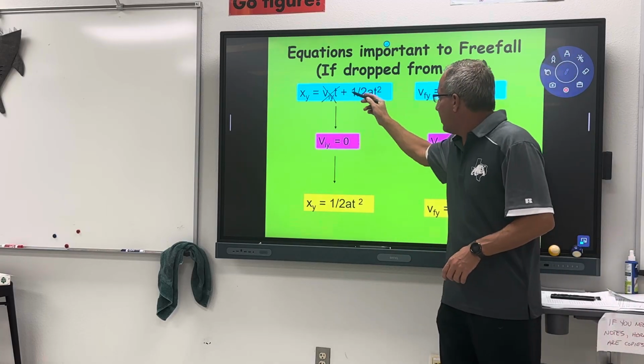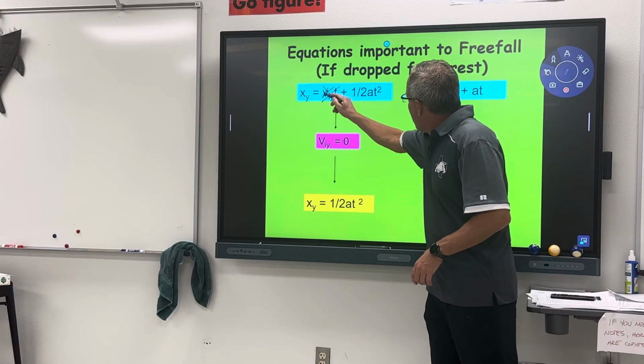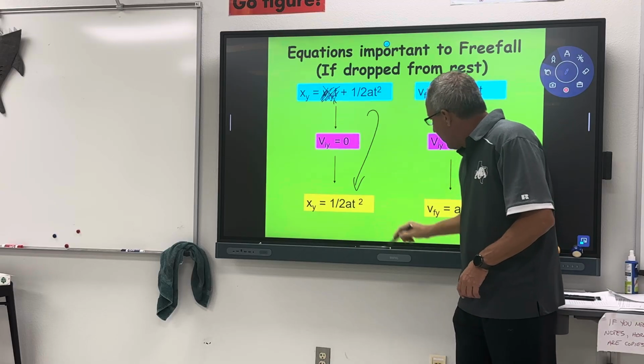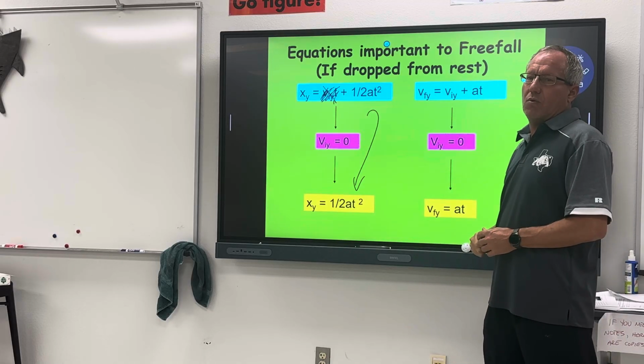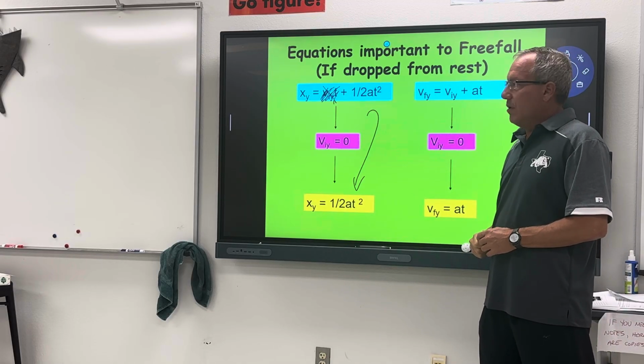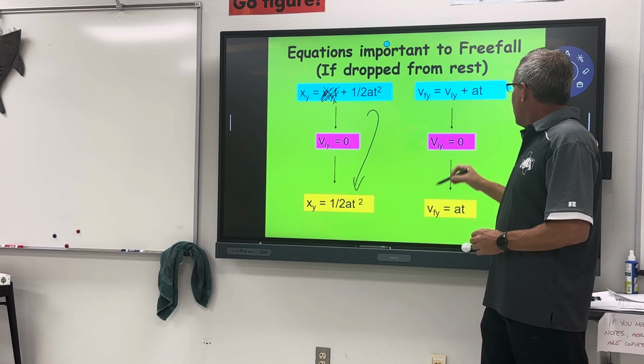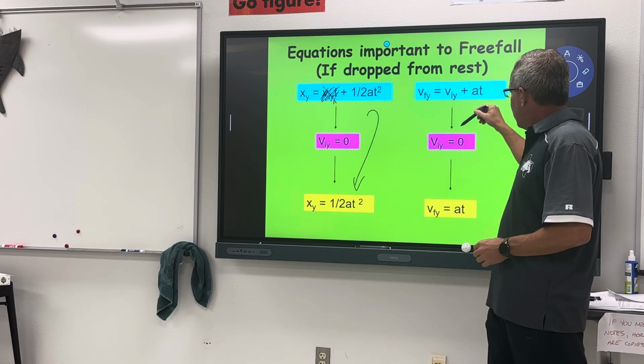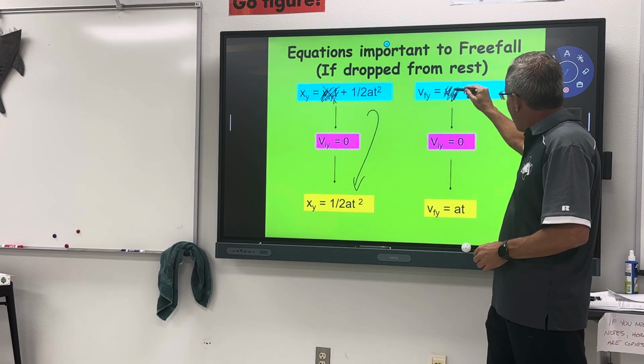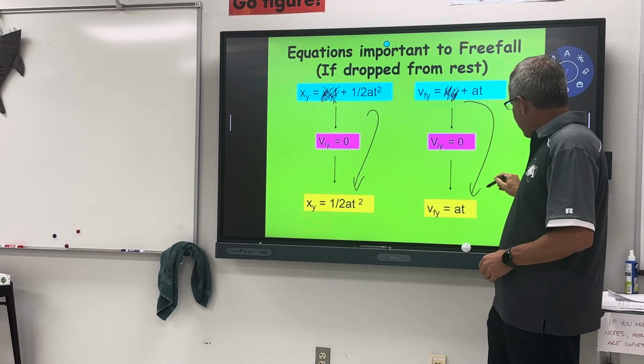Because 0 times anything is 0, that whole thing drops off. And what you're left with is just 1/2 AT squared. All right, so we see that. Also, initial velocity equals 0. In this case, that's all going to drop off, and what you're left with is this equation.